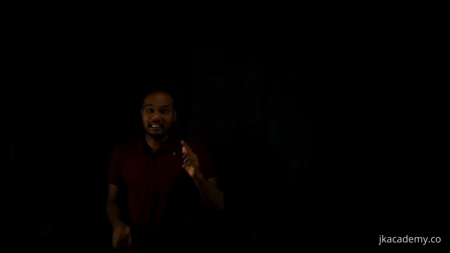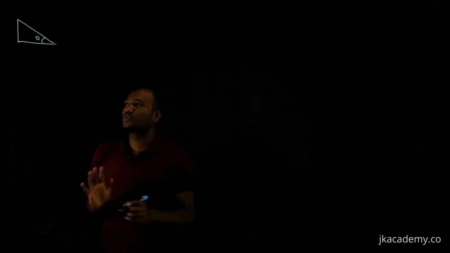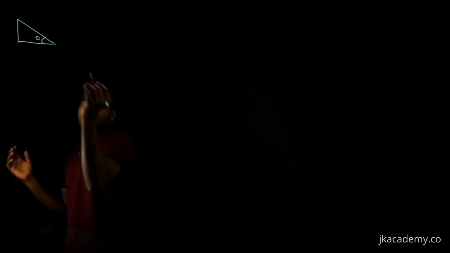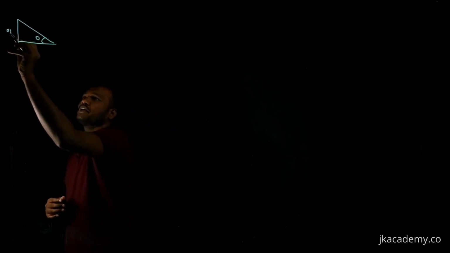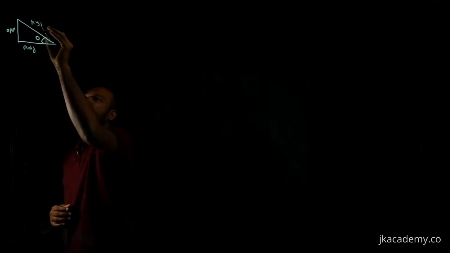Hello viewers, where we left at the last class, let's revise this very quickly. We had a right angle triangle, we had a theta. At this point you should know how to give the nomenclature, or the naming, for each side. So this will become OPP, that is opposite, this will become adjacent, this will become hypotenuse.